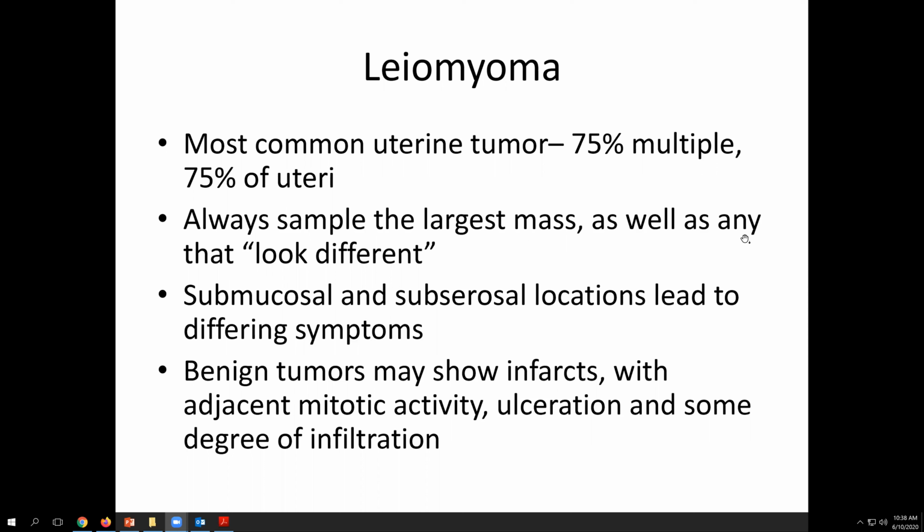In terms of symptomatology, subserosal as opposed to submucosal lesions can certainly produce different symptoms, bleeding and prolapse and so forth, much more common with the submucosal. Pain or no symptoms with subserosal lesions. Benign tumors may become infarcted and may have adjacent mitotic activity, which can make that a difficult challenge to differentiate from malignant lesions in some circumstances.